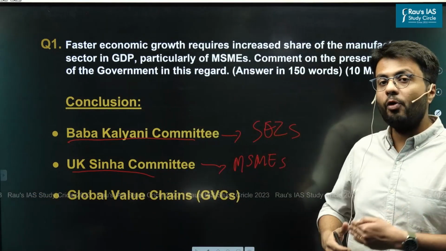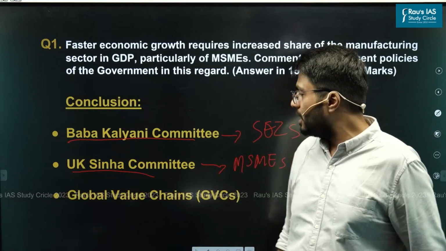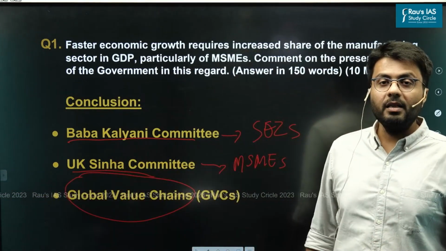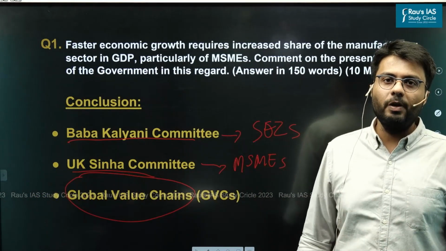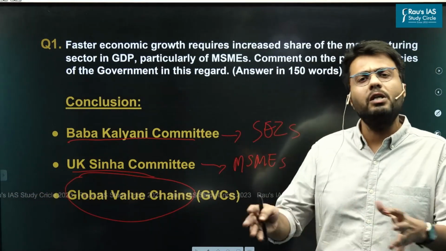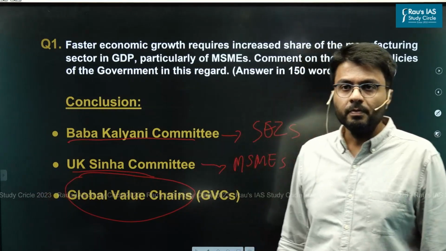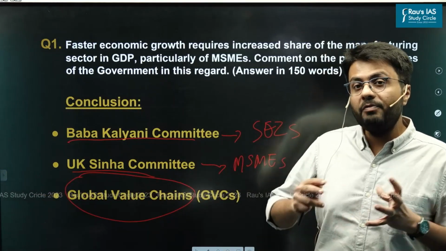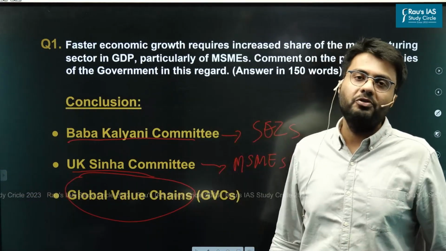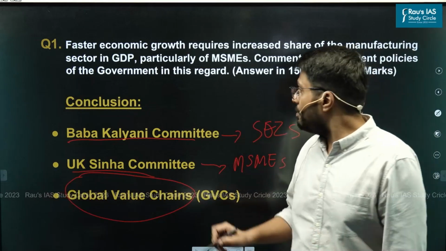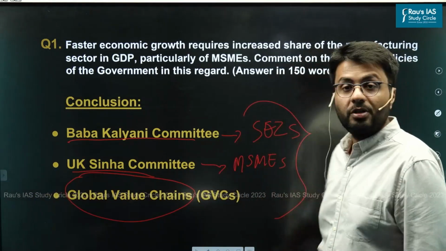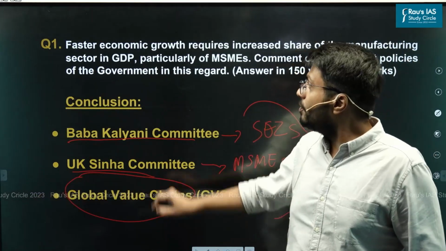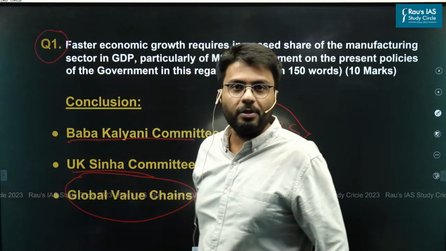Also, the government wants to increase the share of India in the global value chains, because only then will the country's domestic products be more competitive as against products from other countries. Hence, in order to get industrialized, we need to increase the share of manufacturing in the economy. And this can be done by following 3 measures. Hence, this was all for today's discussion on the first question of GS paper 3 this year.